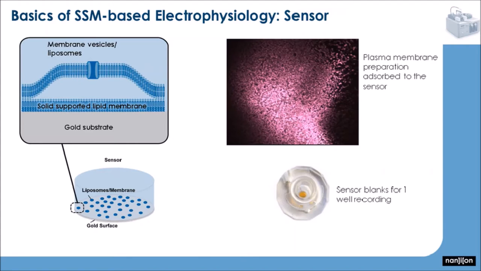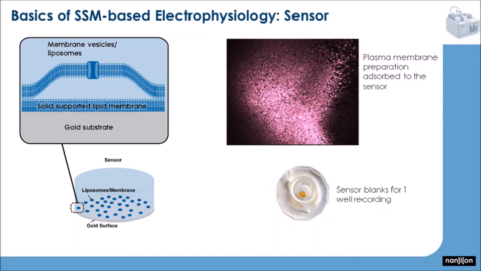The basis of the ability to resolve these small transmembrane currents is a special sensor technique, which I will explain now. The sensors consist of a thin layer gold surface, which is coated with a so-called solid supported lipid membrane, in short SSM. On the bottom right, you can see a sensor blank, which contains the gold surface. On the upper left side, you see a cartoon view of this solid-supported membrane setup. It's layered from the gold, then we have an octadecanethiol layer, and on top a lipid monolayer. These components are called solid-supported membrane.